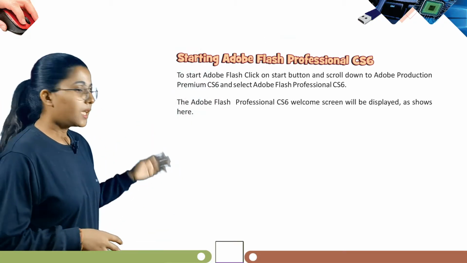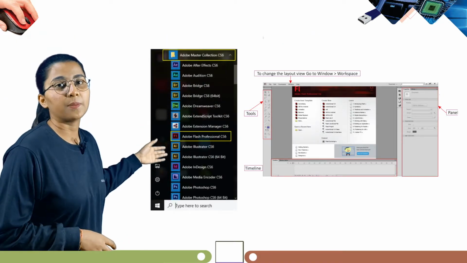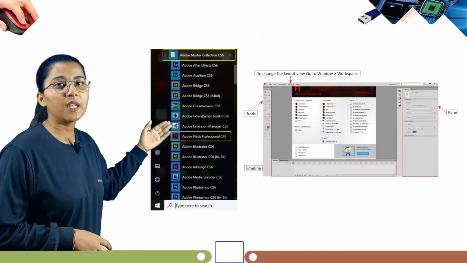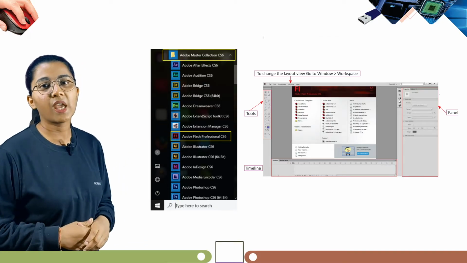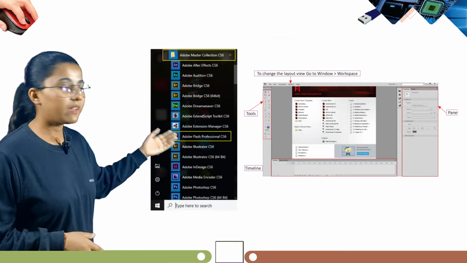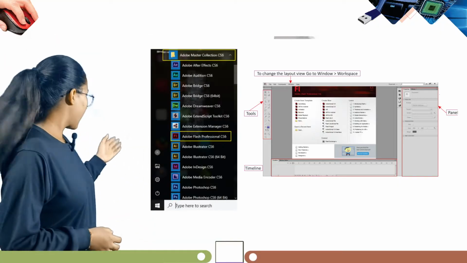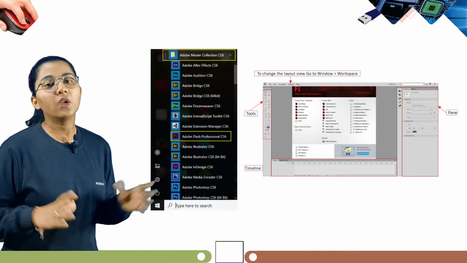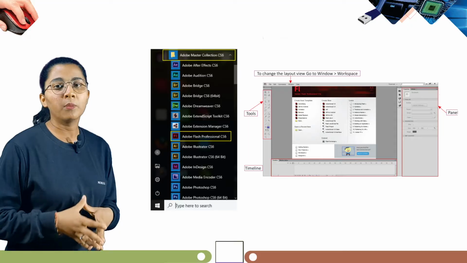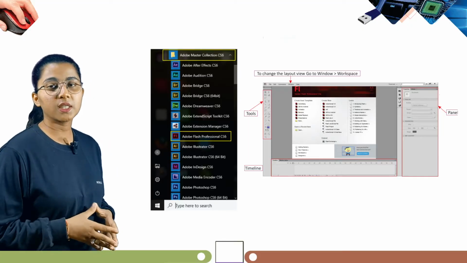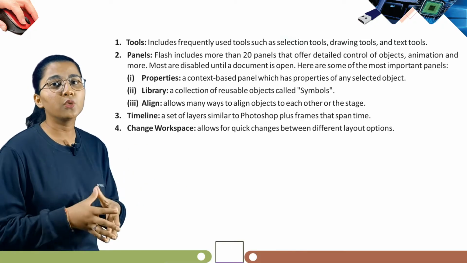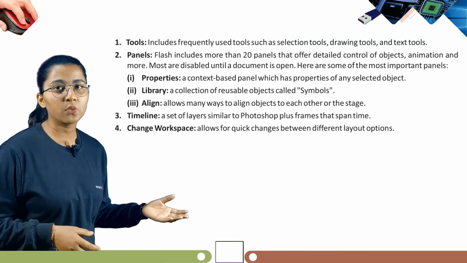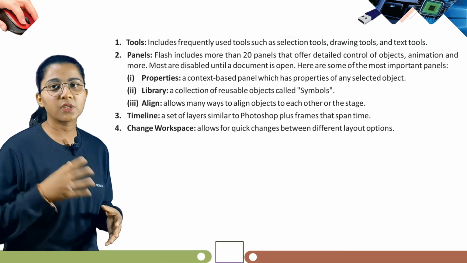So students, here in the interface you can see the first one is to change the layout view, go to Windows, then Workspace. Then we have Panel, then we have Tools. Students, then we have Timeline. So now let's learn about all these components in detail. So first we have Tools. Tools includes frequently used tools such as selection tools, drawing tools and text tools.